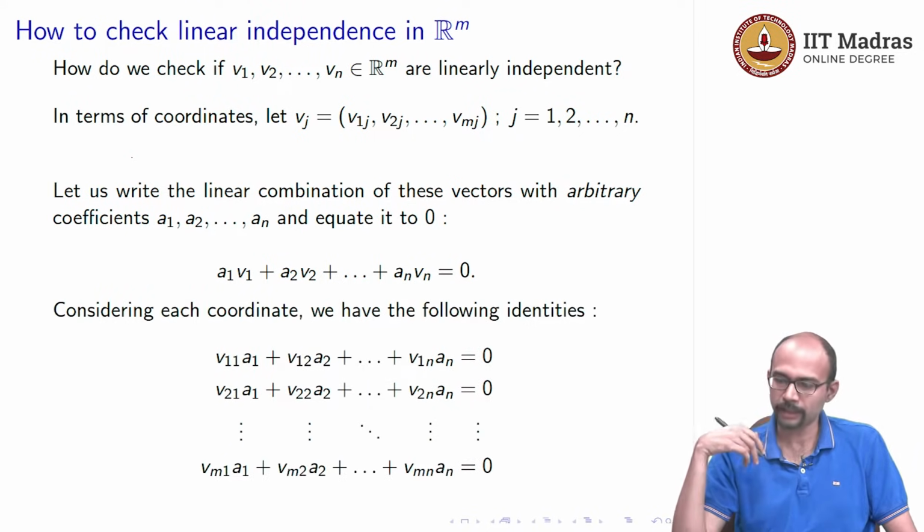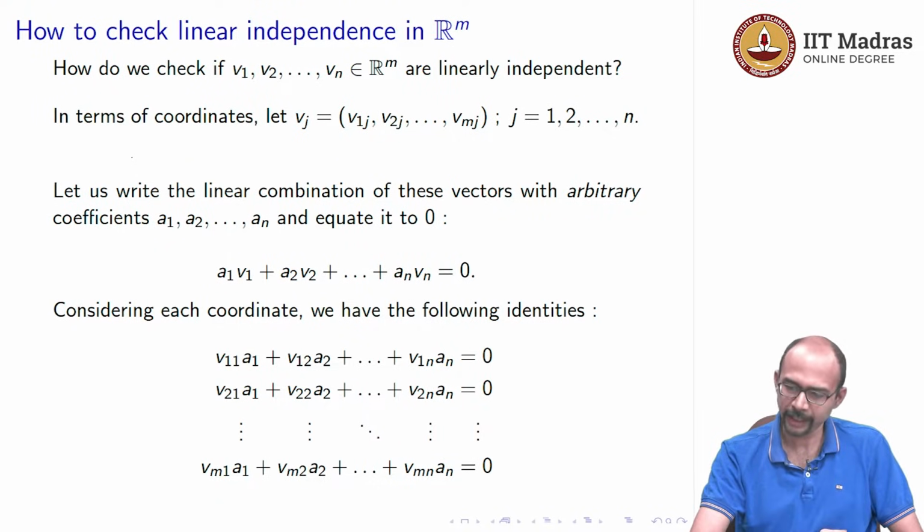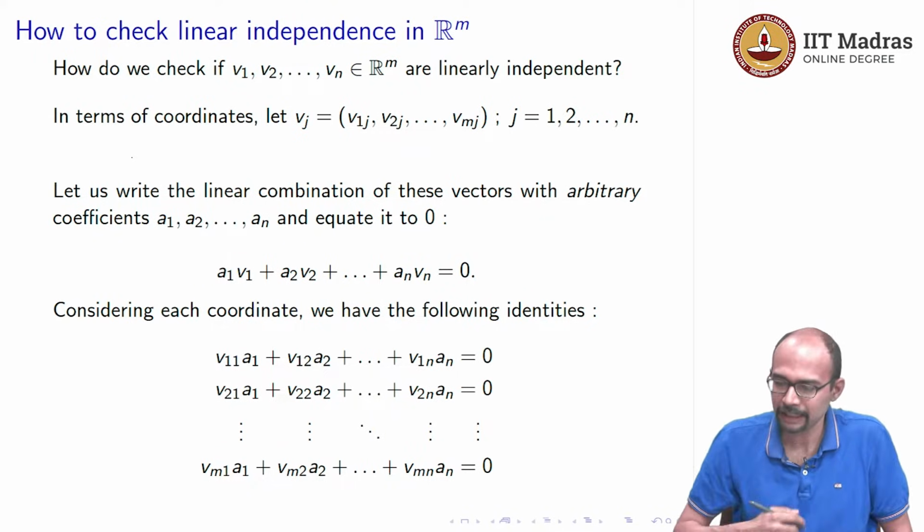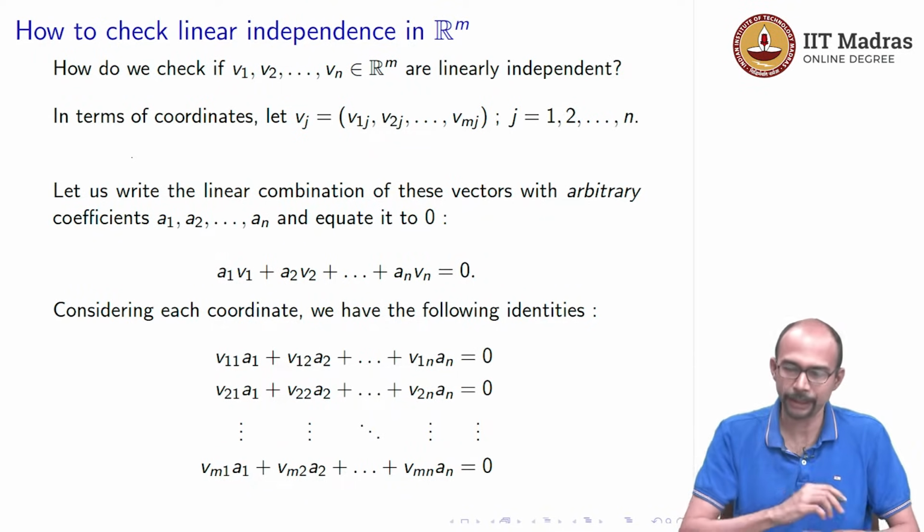Now, this is in Rm, remember, so both sides we can express in terms of coordinates. The first coordinate on the left is a1 v11 plus a2 v12 plus up to an v1n. The first coordinate on the right-hand side is 0, since it is the 0 vector. Similarly, the second coordinate is a1 v21 plus a2 v22 plus up to an v2n on the left, and on the right it is 0, and we can do this all the way up to m. Remember, there are m coordinates.